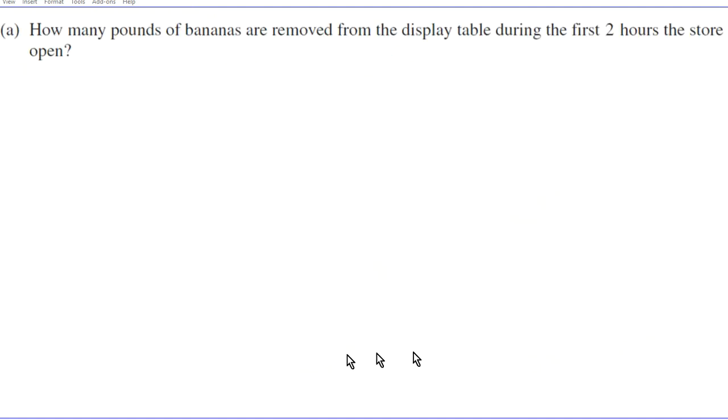Question 2a reads, how many pounds of bananas are removed from the display table during the first 2 hours the store is open? So in this problem, we need to find the amount. How many pounds? The amount removed on the interval 0 to 2.